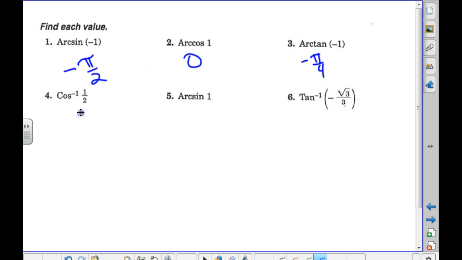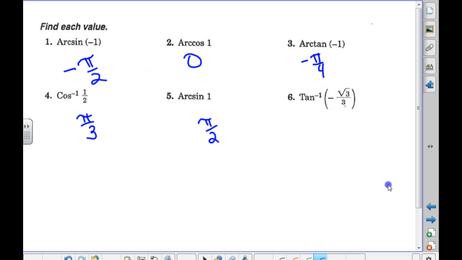Okay, where's the cosine positive 1/2? Negative pi over 3. Wait. It's positive 1/2. Is everybody okay that it's at pi over 3? Yeah, I should put negative in front of this. Okay, where is the sine positive 1? It's pi over 2. Okay, tangent we hate, right?